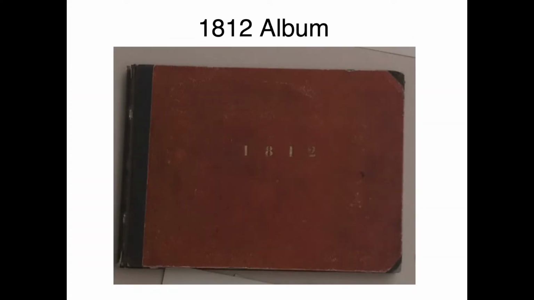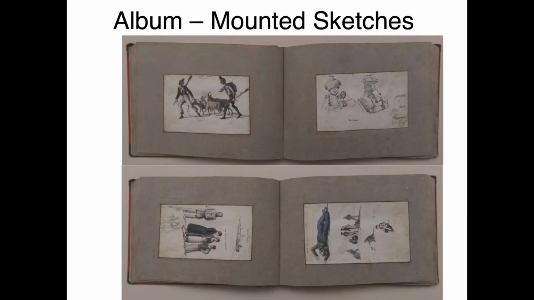This is the album. So he didn't have this with him when he was in Russia. It was like an album that he put his artwork in when he came back. And just to give you a sense of what it looks like inside. So they're nicely mounted. This is sort of his memento from the campaign. So you can see they're very nicely mounted. And these are some of the sketches.